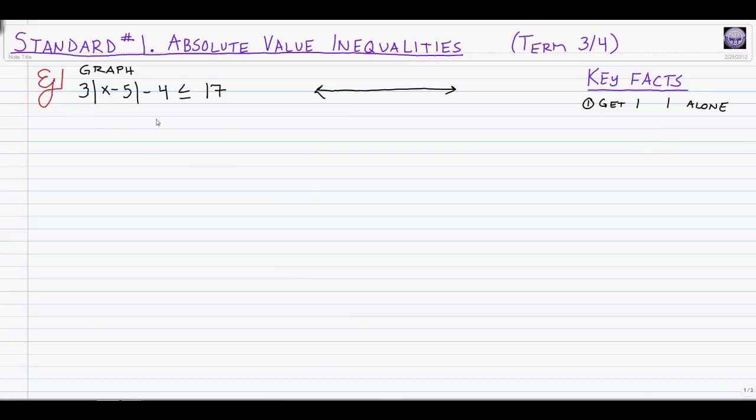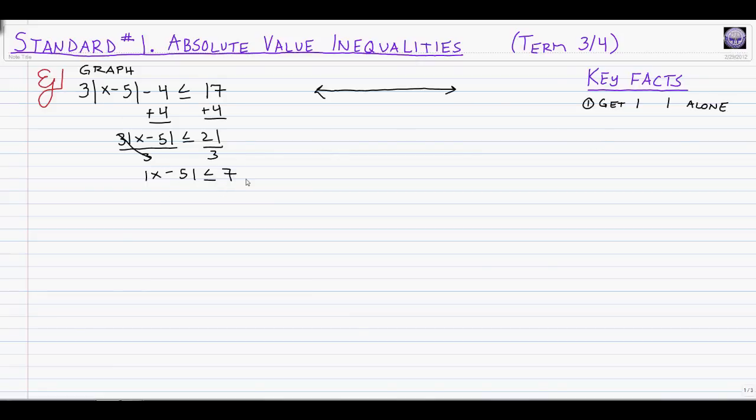And so from here, the algebra to do that isn't actually that difficult in this first problem. We'll add 4 to both sides, and we'll get 3 absolute value of x minus 5 is less than or equal to 21. And then second, we'll divide by 3. Now, some people like to wait on stuff like this and hold off on doing the algebra, but in fact, you won't get the answer right if you do that. So just start by getting it alone, so we just have absolute value of something.